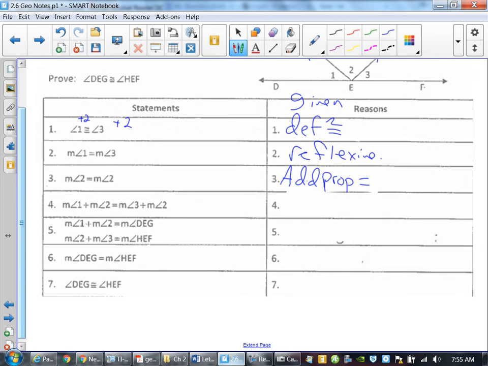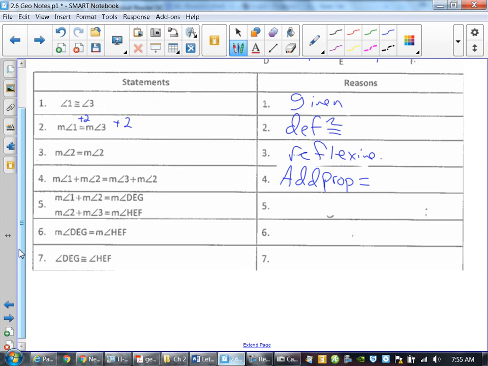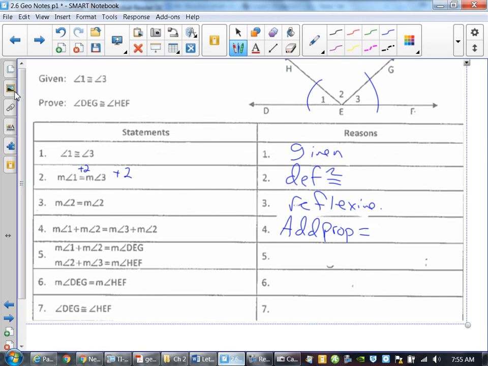It's not going to be angle addition here because they're not saying that 2 smaller angles equal a bigger angle. Does that make sense? So it won't be angle addition because they're not saying that 2 small equal a larger. That happens to be the next step. Everybody see that? This next step says that 1 plus 2 is this whole angle. 2 plus 3 is that whole angle. Okay? Everybody see that? That's angle addition.